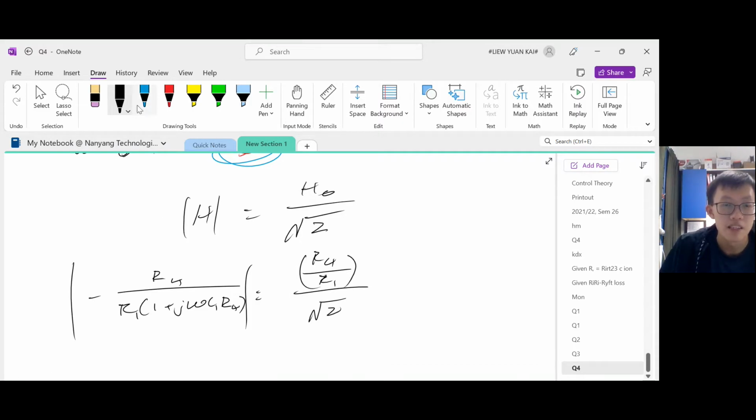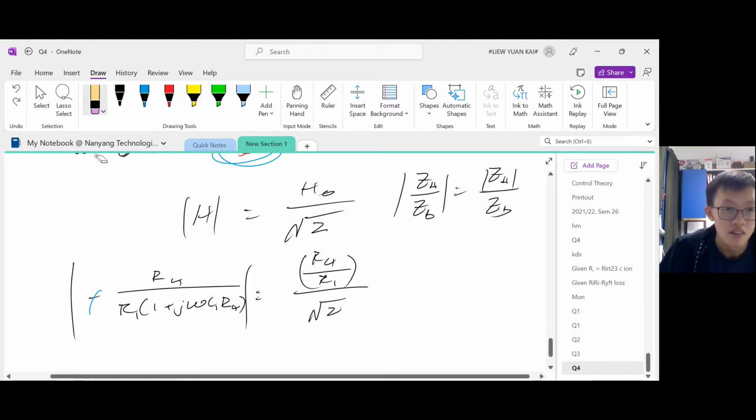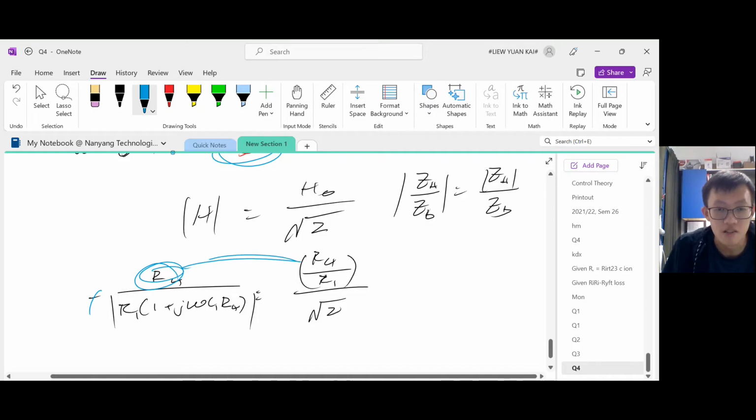Okay, now let us simplify the left-hand side. Modulus means I can get rid of this negative sign. And then remember, this is equal to this. So essentially, I can split the modulus. So this modulus, split it. Then modulus of R4 is just R4 because resistance is positive. And then now try to make the numerators equal.